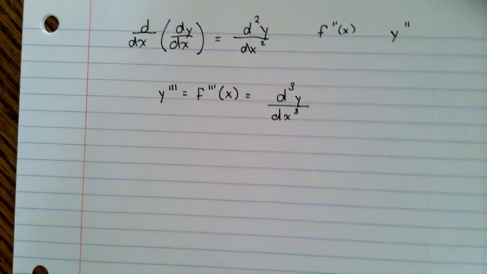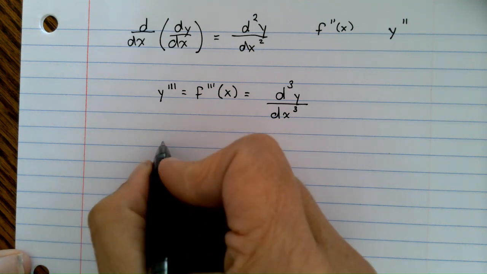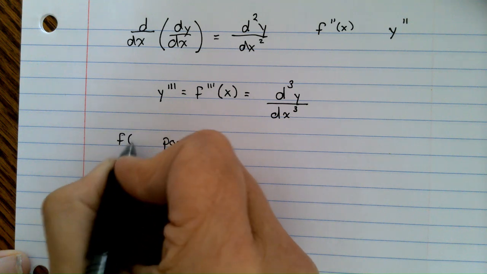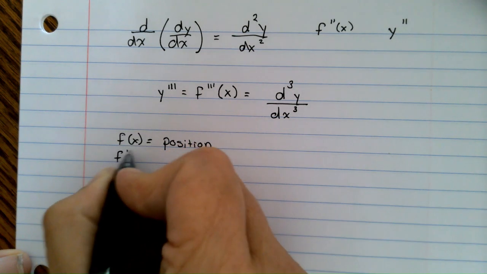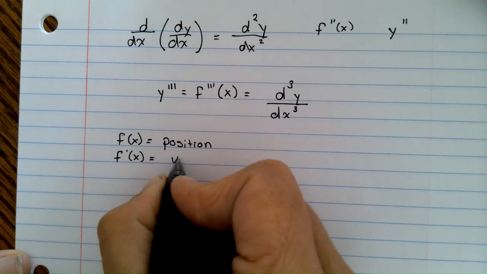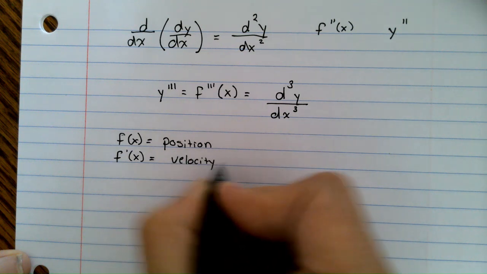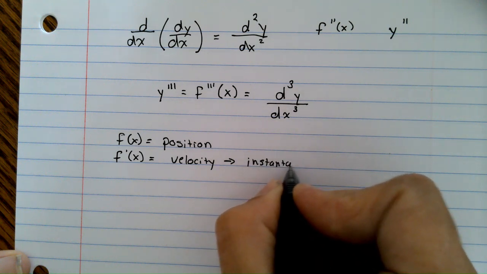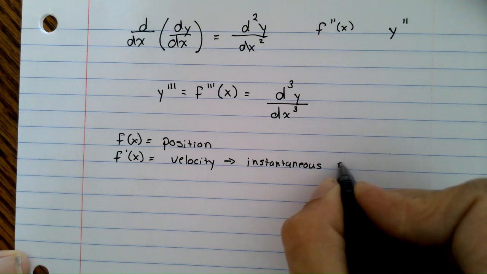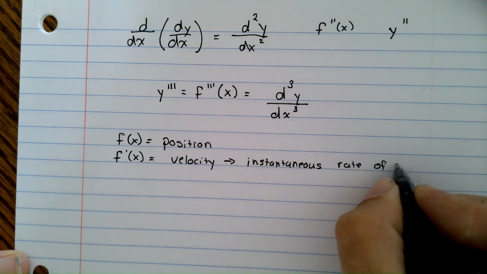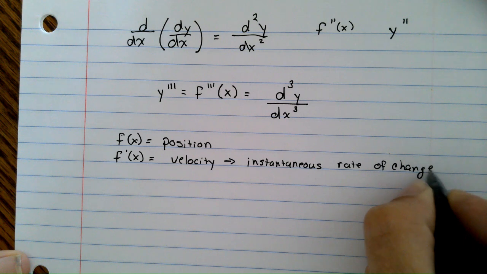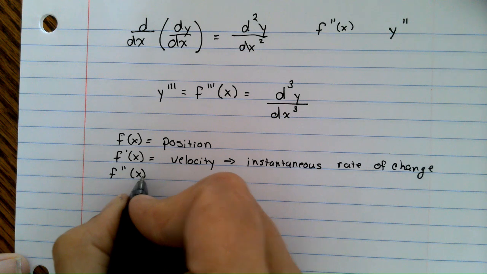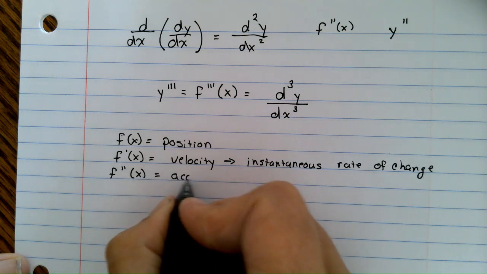So when you're working in physics, if you start with a position, and this is your f of x, then your first derivative gives you your velocity, or your instantaneous, actually I should say, rate of change. How fast were you going when you got that speeding ticket, right? And the second derivative gives you your acceleration.